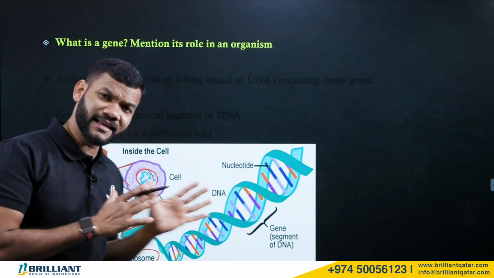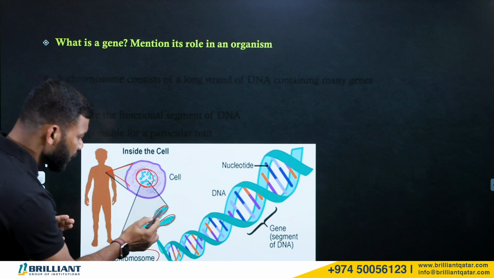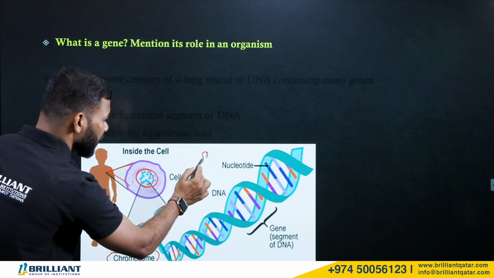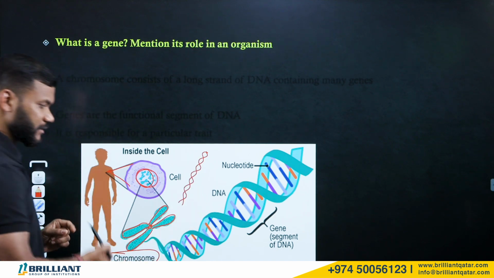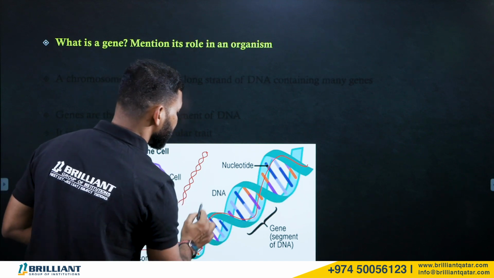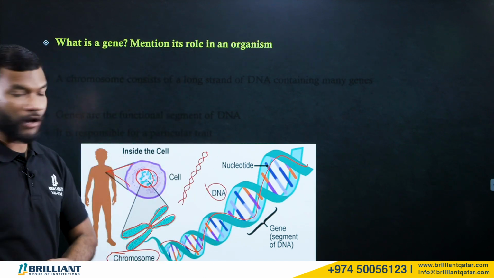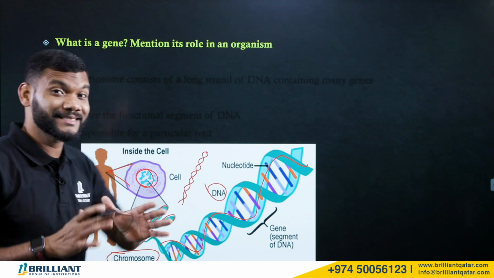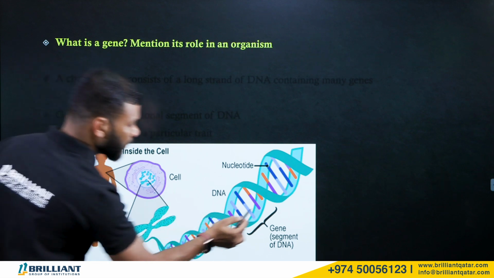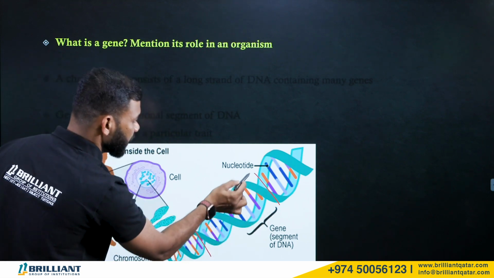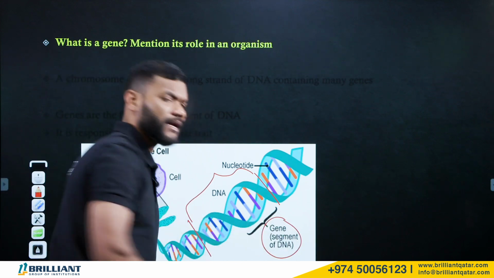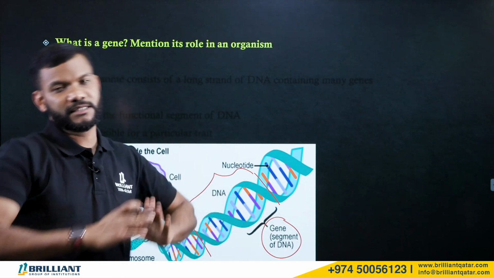Now, what is there inside the chromosome? On the chromosome, you can see small thread-like structures. Those thread-like structures we call DNA. Still, we are going to discuss what is a gene, not the DNA. Now, where is the gene? Genes are a particular part, a functional segment, of a DNA. A particular part of DNA is called a gene.